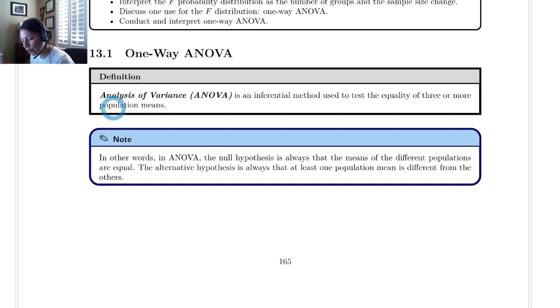So the one-way ANOVA, the analysis of variance, is an inferential method used to test the equality of three or more population means. In other words, in ANOVA, the null hypothesis always says that the means of the different populations are equal, and the alternative is that at least one is different.